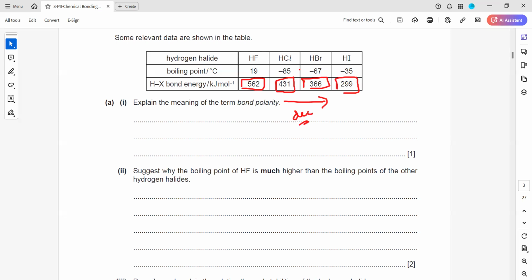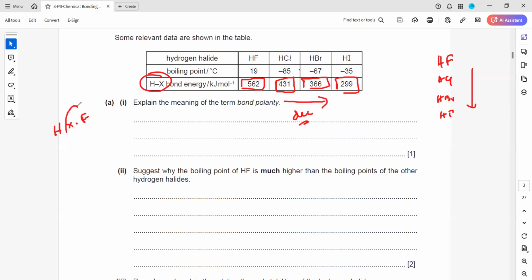So what happened to the thermal stabilities? Because we have hydrogen fluoride, then hydrogen chloride, then hydrogen bromide, and hydrogen iodide. So we'll mention the thermal stability. As we are going down the group, it is decreasing. And why is the thermal stability decreasing? As the strength of the bond, hydrogen halide bond, is decreasing. And why is the strength decreasing? Because these are non-metals, they will have covalent bonding.